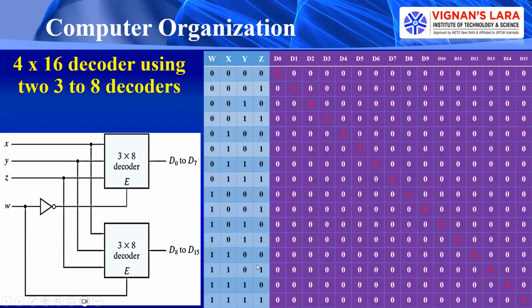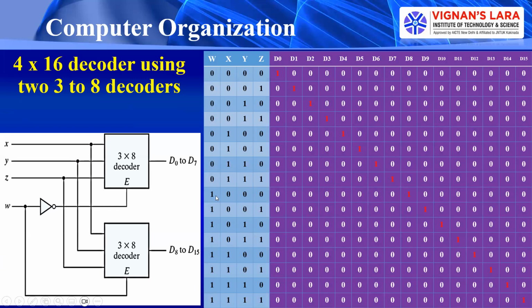See here, that is the truth table. So see here, friends, W value is 0 for D0 to D7. So that is responsible for the upper decoder. If it is 0 here, 0 is applied here, the bottom decoder is off, but the output of this NOT gate becomes 1. That is given to the enable input of the upper decoder, so the upper decoder is active. Then based on the combination present on XYZ, we select one output of the decoder, D0 to D7.